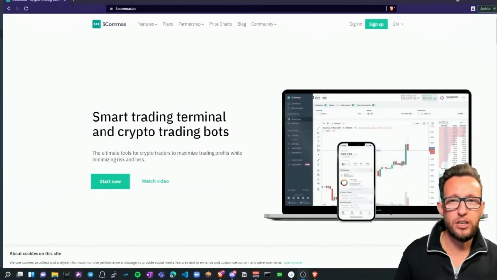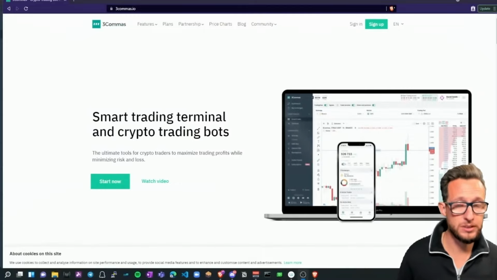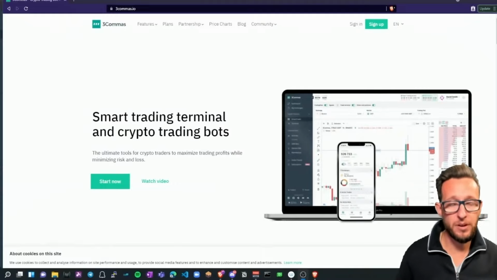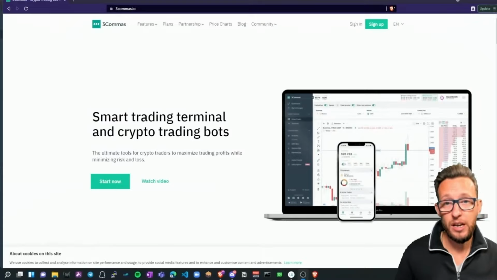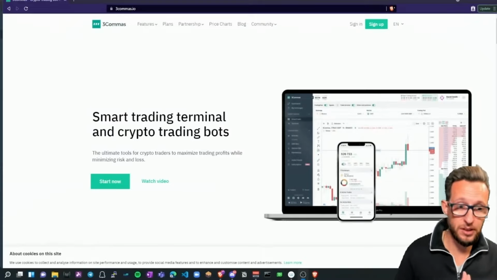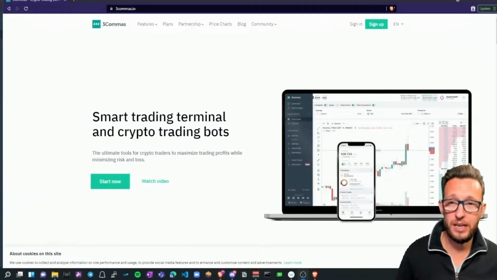Okay, so 3COMMAS is a bot platform for building bots very quickly with no code. Very good system. They sometimes have a couple of problems with ups and downs as the market dumps, but most exchanges and things like that do. I've been using 3COMMAS for quite a long time now. I have a yearly plan, and I've got to say that I'm pretty happy with it.